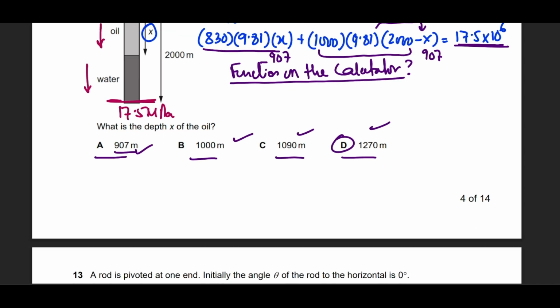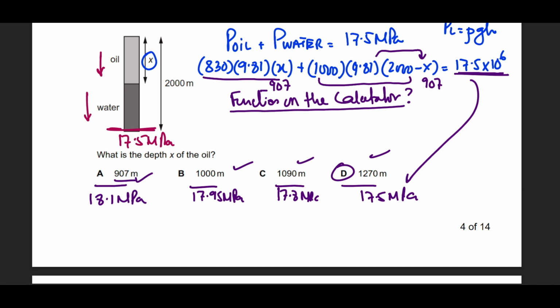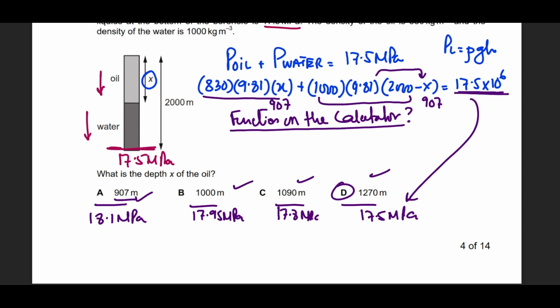When you try all of these options, you get that the total pressure in this case will be 18.1 megapascals. In this case, it was 17.95 megapascals. In this case, it was 17.8 megapascals, and 1270 gave me 17.5 megapascals. So since only this option matches, I will choose option D to save time, right? Again, I will cut the calculator video, showing how to do that, over here. Then you can try this on your own.